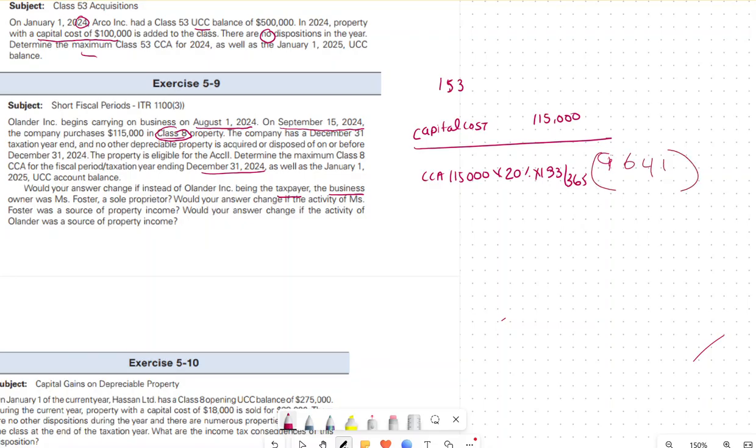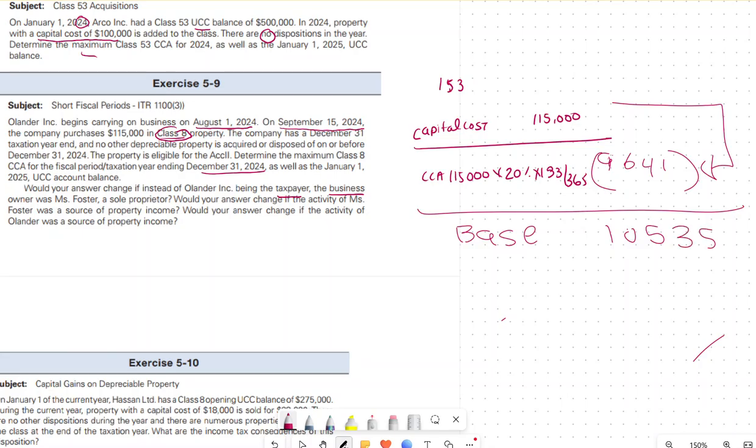CCA is a deduction. You take the cost minus the CCA that you've taken, and that becomes the base of your following year. I'm doing it with my finger. So that is my base for the following year. That will be 105,359.